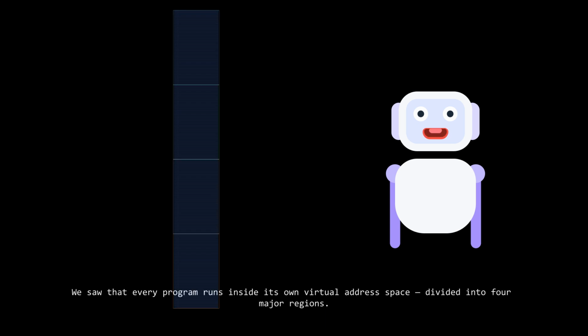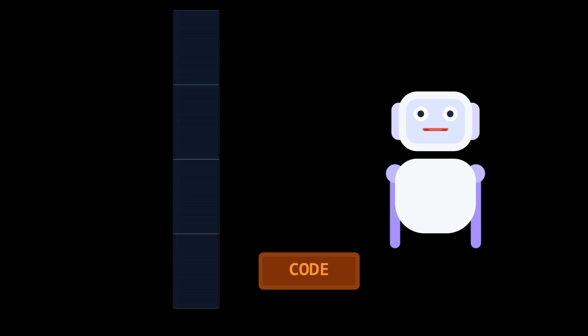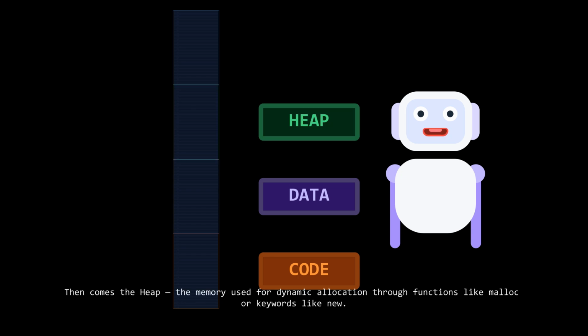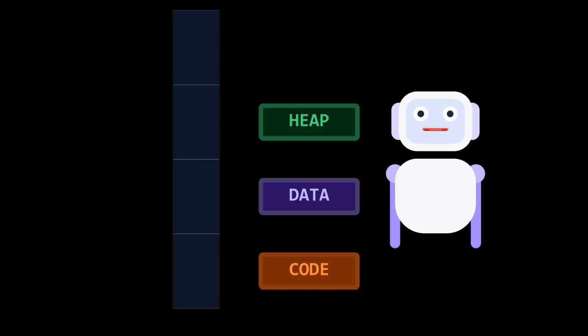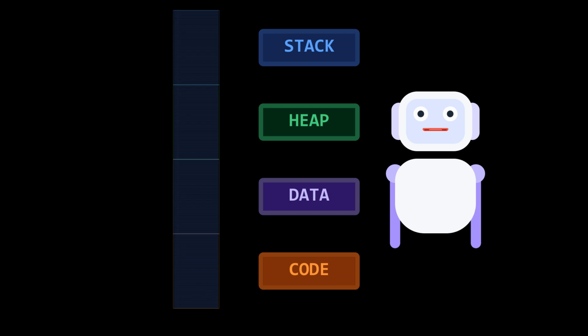Hey, I am Trijant. In the last lecture, we zoomed inside process memory. We saw that every program runs inside its own virtual address space, divided into four major regions. At the bottom sits the code segment, where the machine instructions of your program live. Above that is the data segment, where global and static variables live. Then comes the heap, the memory used for dynamic allocation through functions like malloc or keywords like new. And finally, at the top, the stack, the region responsible for managing function calls and local variables.